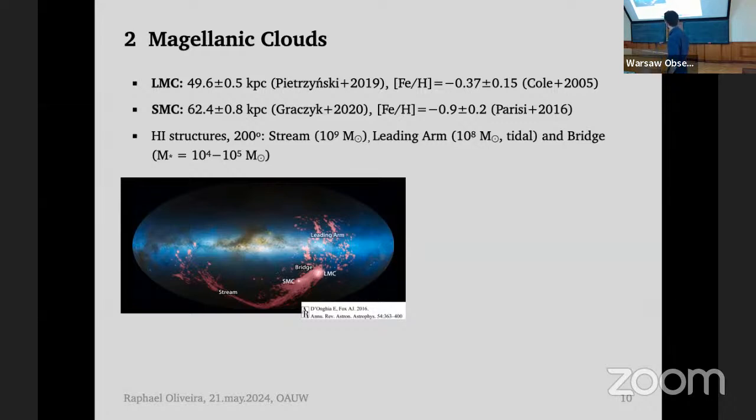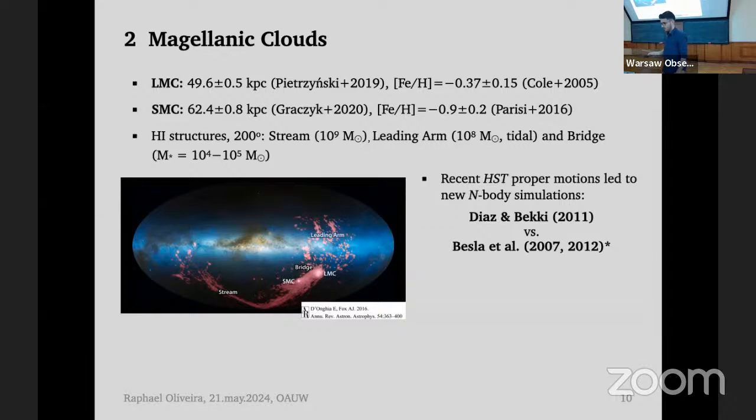The SMC on average is more metal poor, but they are not the only constituents of the Magellanic system. We also have structures of neutral hydrogen, which are in red here, and they cover a huge extension in the sky. They follow the Magellanic Clouds as these galaxies orbit the Milky Way. So there is the Magellanic Stream, which is always behind the orbit, what is left behind, the leading arm, and the bridge in between these two. Also, the bridge, from these three structures, is the only one that has a considerable stellar mass. So that's why we chose it to study the star clusters.